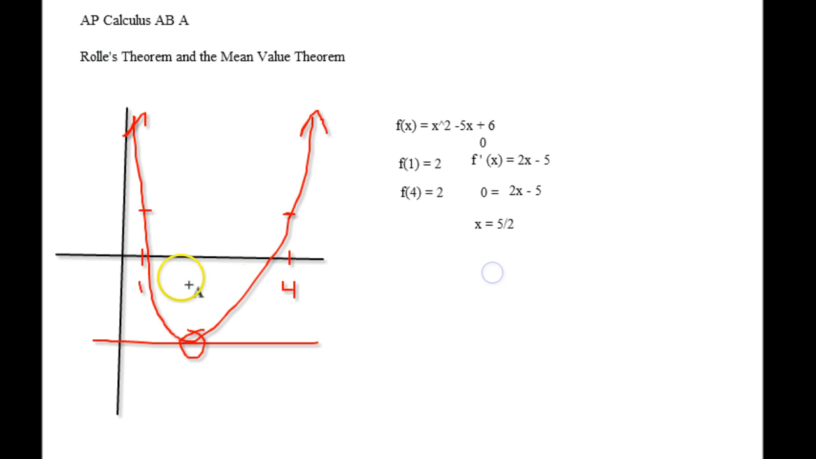Now what that's doing is giving me the point at which it's happening. So that's giving me this 5 halves right here. Now, in order to find the y-coordinate, I have to take this value and plug it into the original function. When I plug in 5 halves, I'm going to get out negative 1/4. Sorry, negative 1/4, I messed that one up. So that means there's a horizontal tangent line passing through the point 5 halves, comma, negative 1/4. Okay? Alright, and so that's what Rolle's theorem is actually doing.